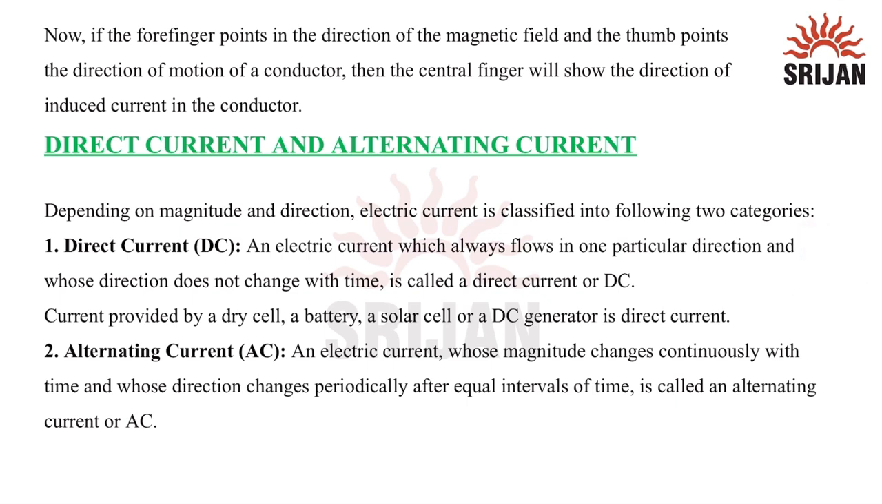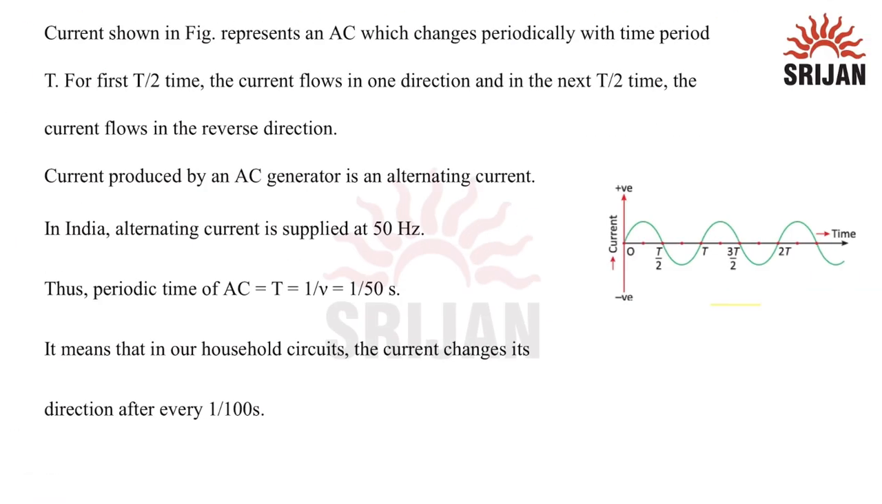You will learn more about DC and AC current when you go to higher classes. Alternating current is basically current whose magnitude continuously changes with time and whose direction changes periodically after equal intervals of time. Now, the current shown in this figure is fluctuating periodically with time. For half of the time, the current is in one direction, and for the other half, it is in the reverse direction. So this is what we call an AC current. The current produced by an AC generator is an alternating current.